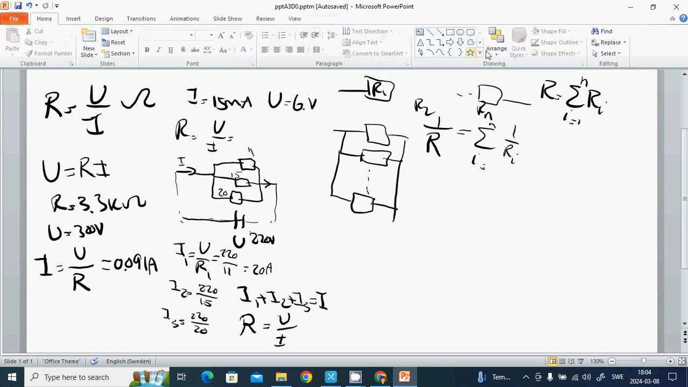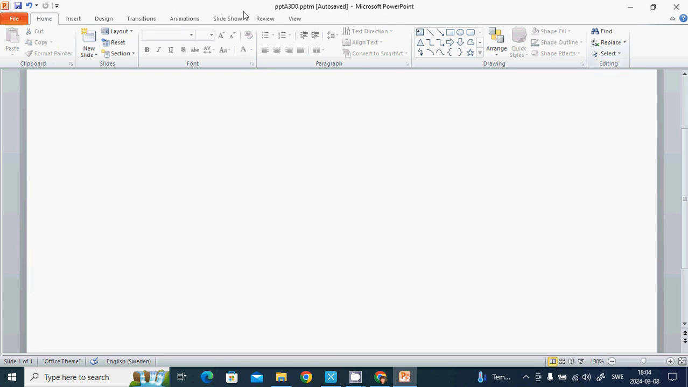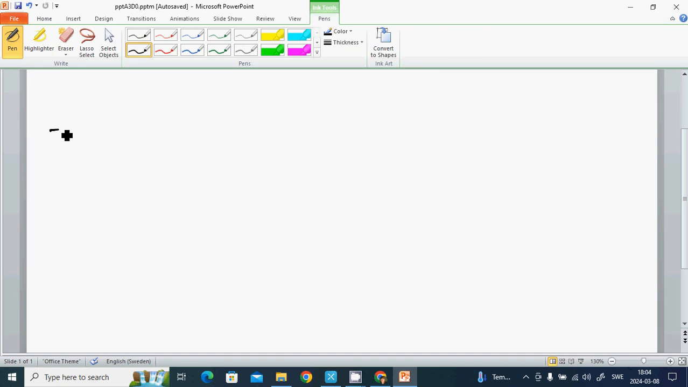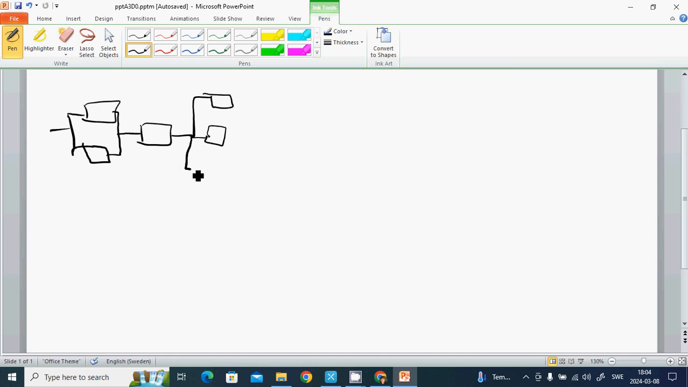We have an example, with points a and b, and the resistors are 12, 4, 7, 6, 3, and 2. We will find R a b.